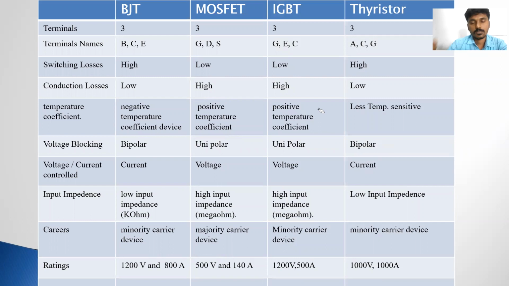So next comes the transistors comparison. I have already given this table to you. What are the terminals of the BJT? Three. Okay, three terminals.